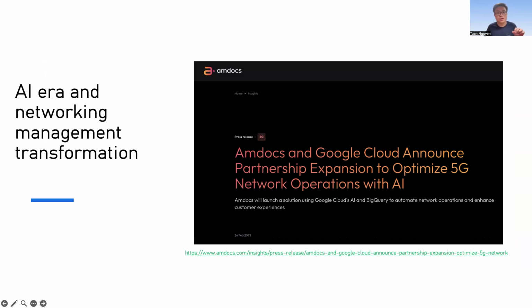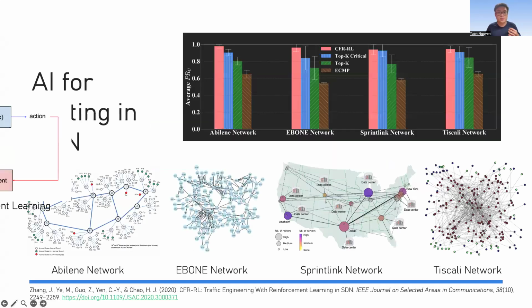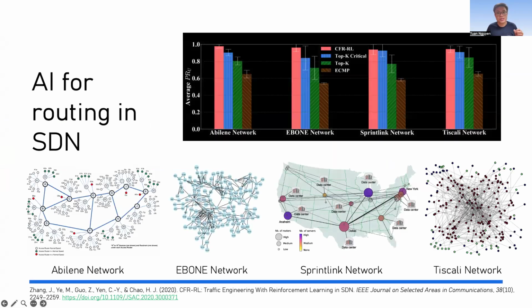The example image on the right side shows the collaboration between Amdocs and Google Cloud for optimizing 5G network with AI. We provide a prominent research as an example in using AI for routing optimizations. The example model is named Critical Flow Rerouting Reinforcement Learning, CFR-RL.